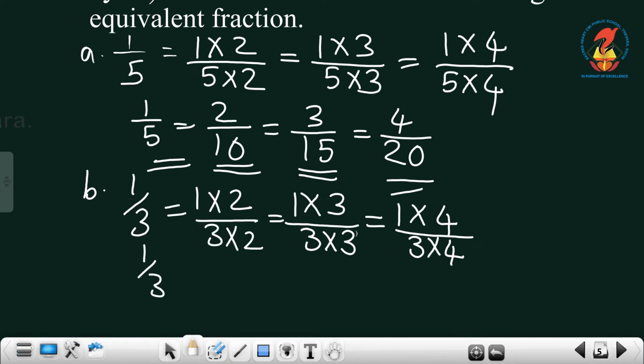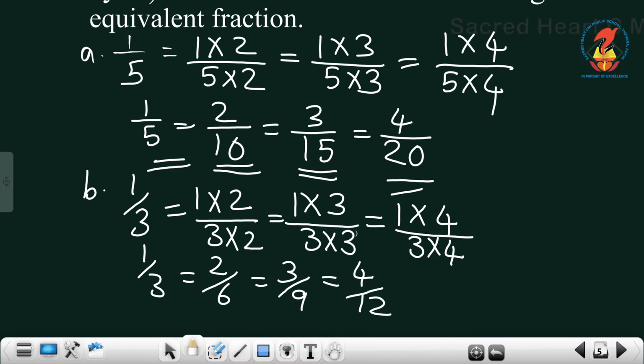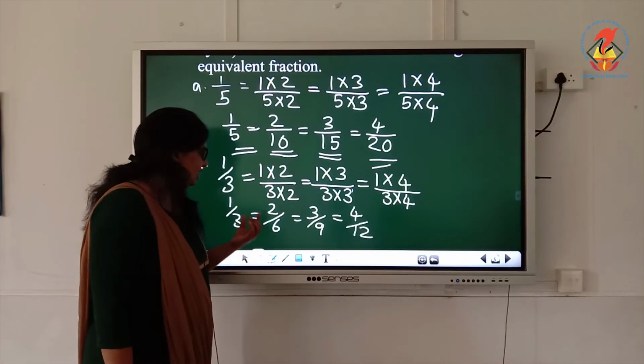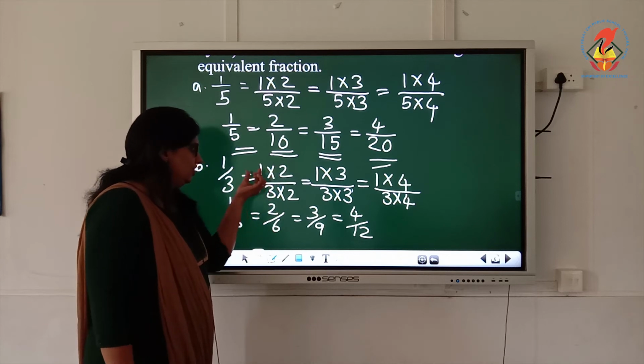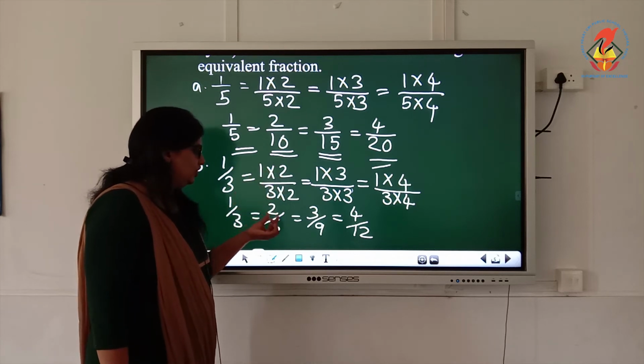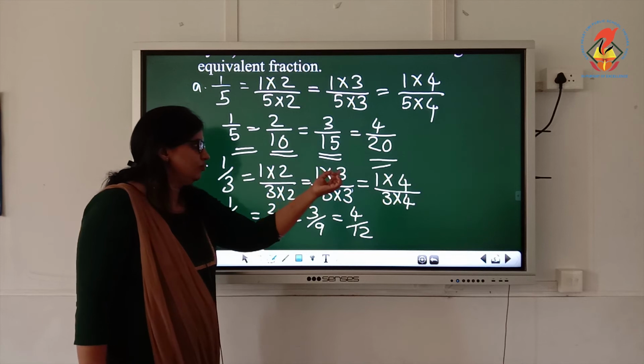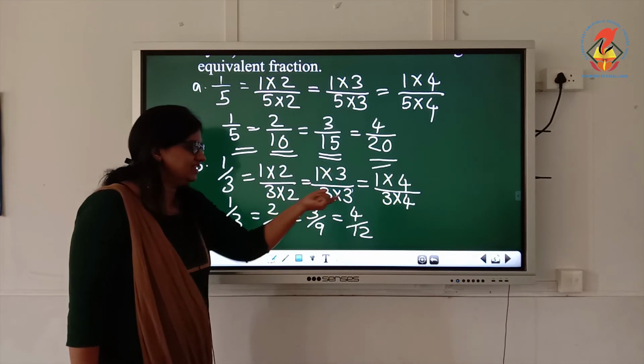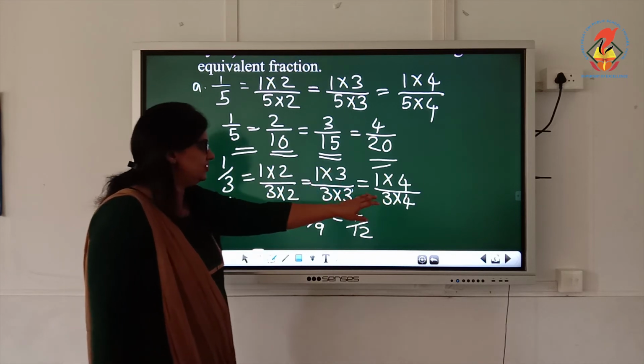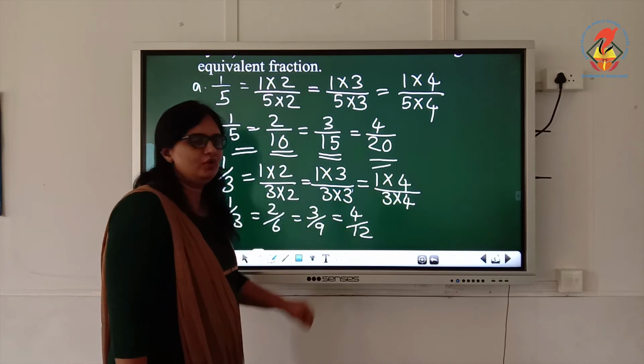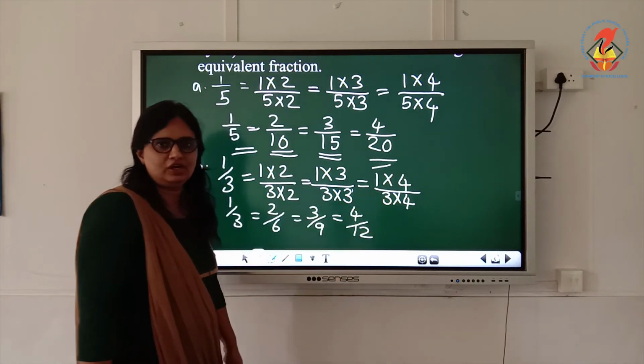1 by 3 equals 2 by 6 equals 3 by 9 equals 4 by 12. All these are equivalent fractions of 1 by 3. First we multiplied by 2, 1 into 2, 2, and 2 into 3, 6. Next 1 into 3, 3, 3 3s are 9. And next one is 1 into 4, 4, and 4 3s are 12.